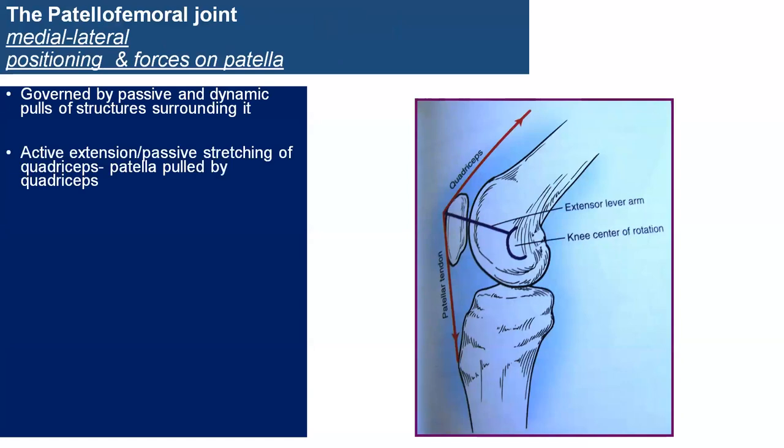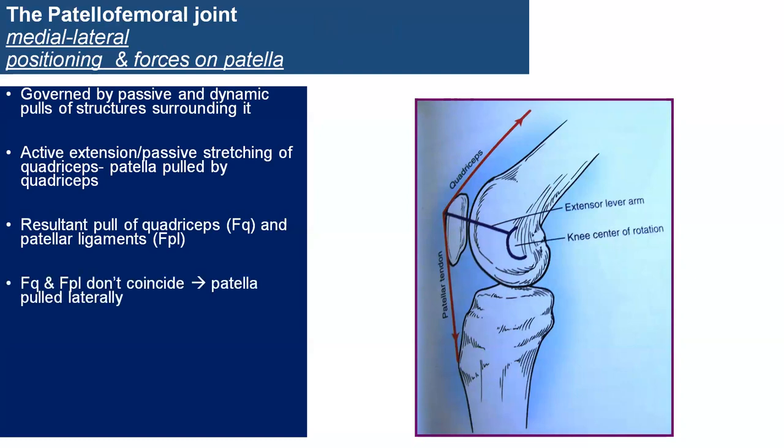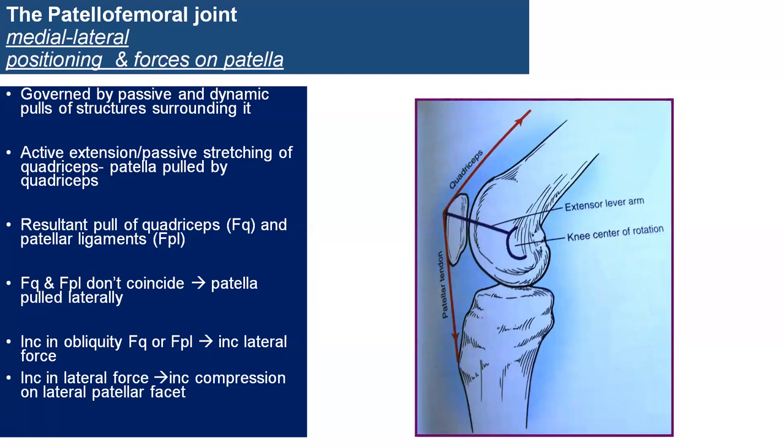Patellar positioning is governed by the passive and dynamic pulls of the structures surrounding it. With active extension or passive stretching of the quadriceps, the patella is pulled by the quadriceps. The resultant pull of the quadriceps is FQ and of the patellar ligament is FPL. FQ and FPL don't coincide, and when the patella is pulled laterally, the increase in obliquity of the quadriceps force or patellar ligament force increases the lateral force. An increase in the lateral force causes increased compression on the lateral patellar facet.